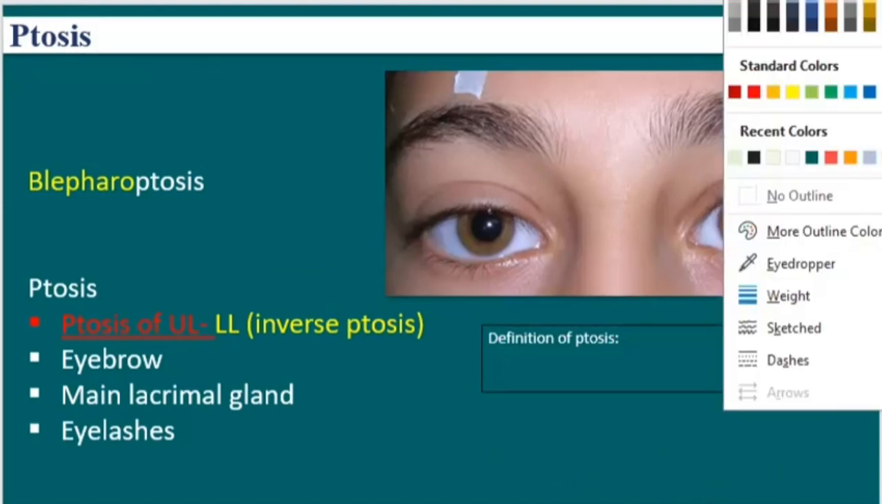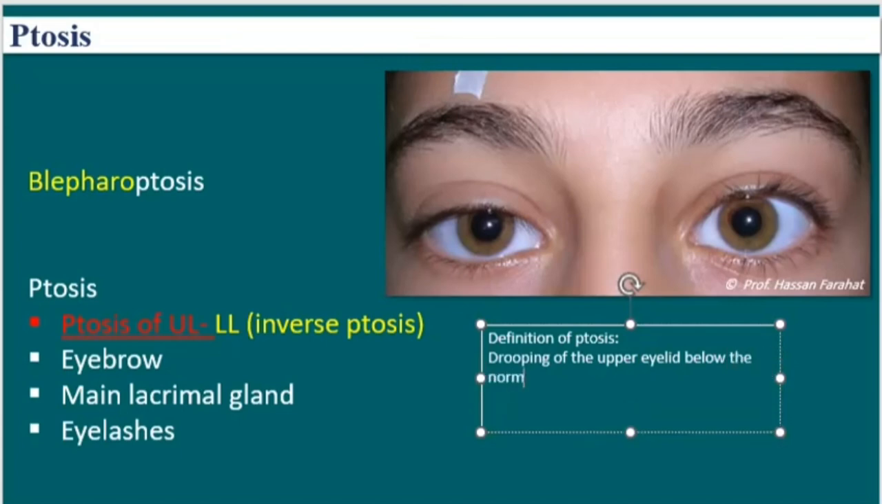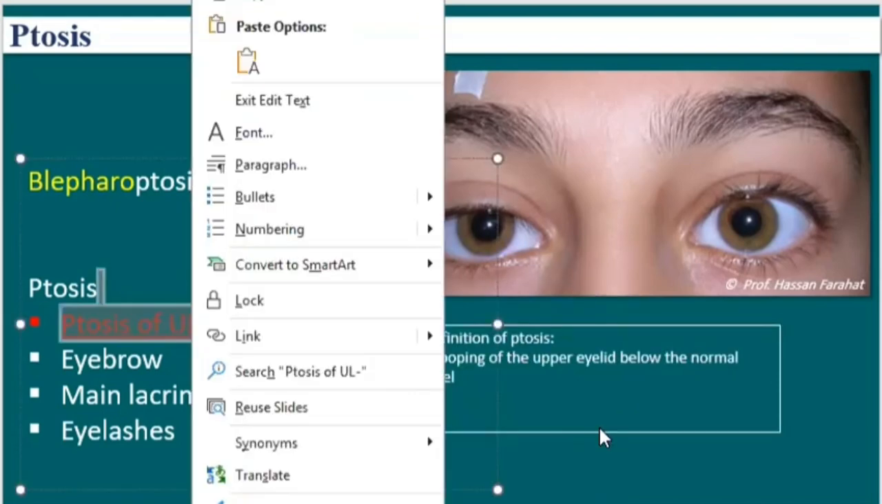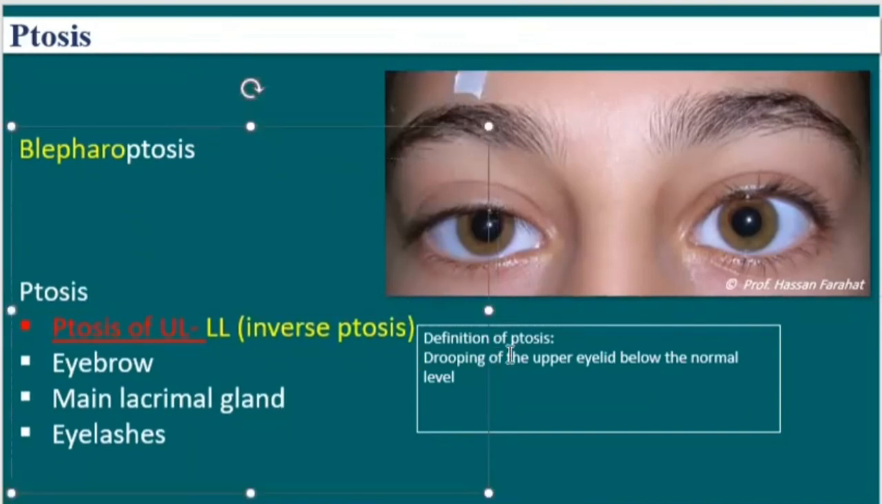D-R-O-O-P-I-N-G. Excellent. Because I used to say it with one O, so it's not dropping, but drooping of the upper eyelid. Someone said below the normal level. Okay, so the next question: what is the normal level? What is the normal anatomy for the upper eyelid level?